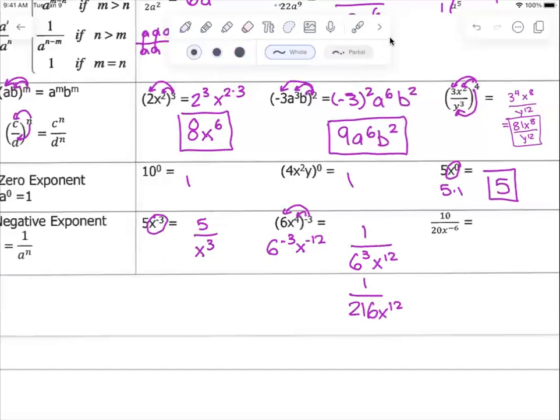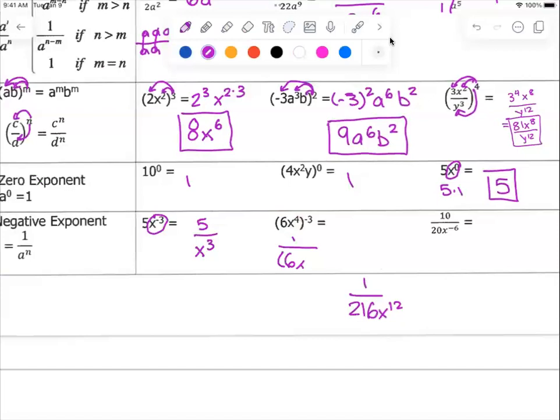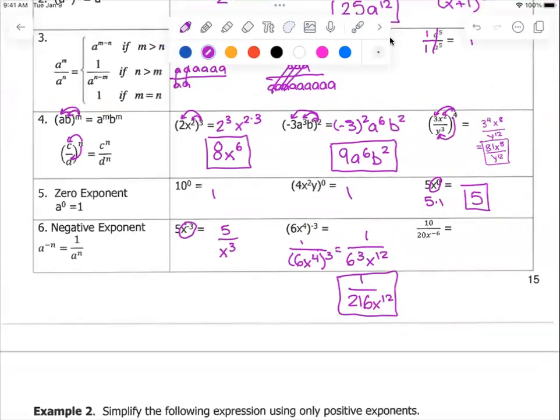Or the other way to go ahead and do it is, and I'll keep the answer up, because this whole thing is being raised to a negative exponent, you could simply bring the whole quantity down and raise it to a positive cube. And then you could go ahead and do your power to power. So you'd have 6 cubed, x to the 12th. 6 cubed is 216, and you'd get the same answer. So again, 2 ways, it does not matter.